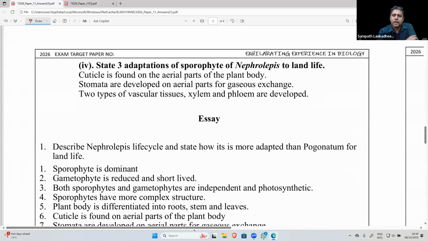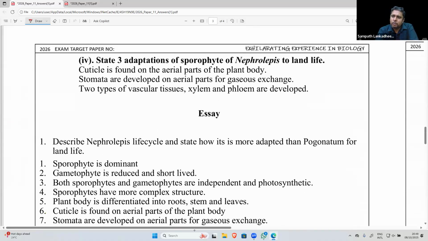Right. State three adaptations of the sporophyte of Nephrolepis to land life. Cuticle is found in the aerial parts of the plant body. Stomata are developed. Two types of vascular tissue, xylem and phloem, are available. Vascular plants. Right. Now we come, people, to the essay part.